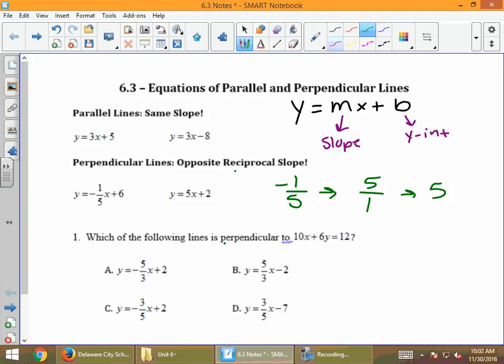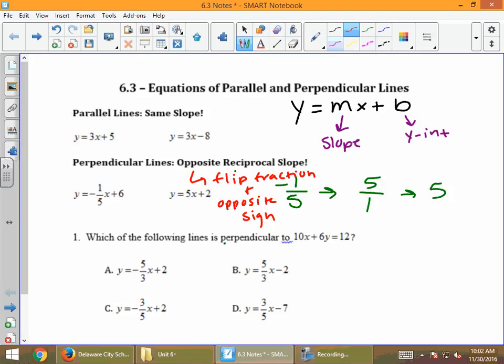Right? If you want to make a note, opposite reciprocal is flipped fraction and opposite sign. Flip the fraction, change the sign, you got a slope that's perpendicular. Okay. Questions over there?